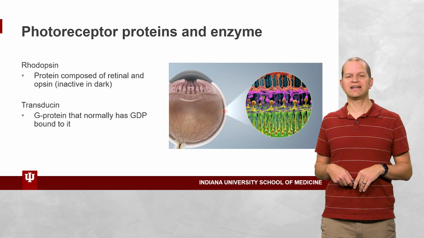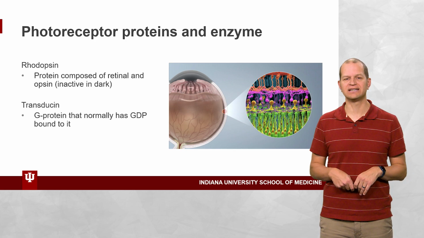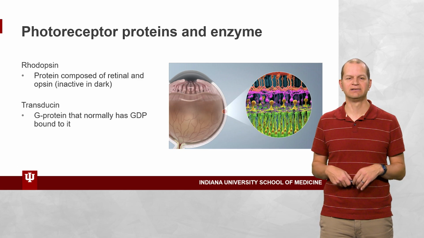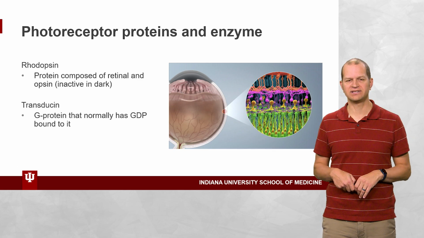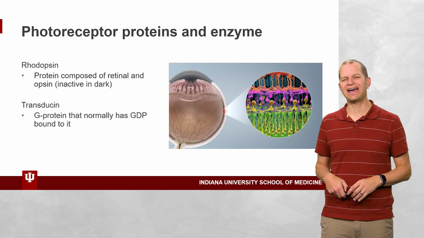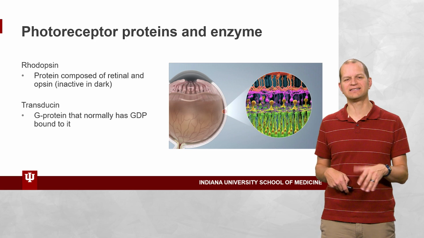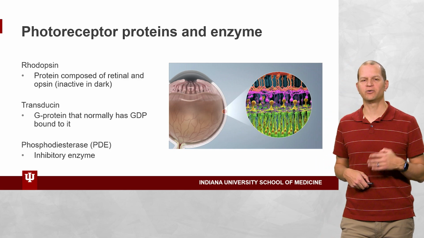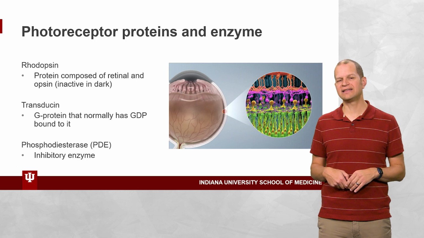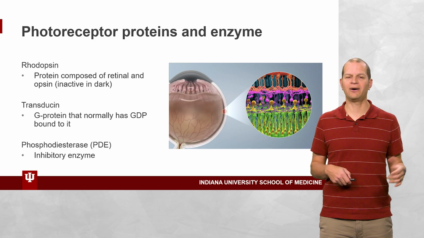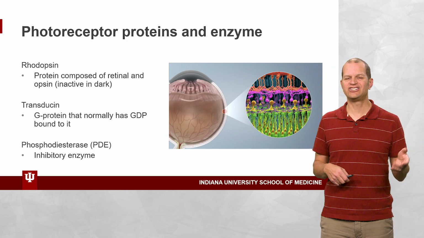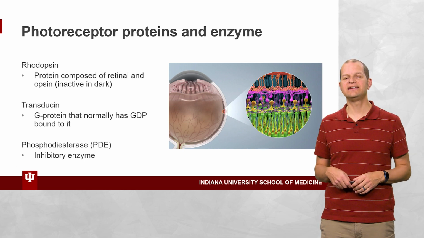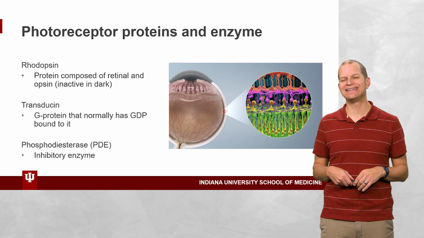Then you've got something called transducin. Transducin is a G protein. Now, normally, because it's inactive, it has GDP attached to it. Remember, GDP inactivates G proteins. And you're going to see that this G protein pathway is similar, not exactly the same, but similar to the G alpha i pathway. And then you've got phosphodiesterase, or PDE. This is an inhibitory enzyme. And if you recall from our discussion about G proteins, the G alpha i pathway can activate PDE. And so we're activating something that inhibits other things.